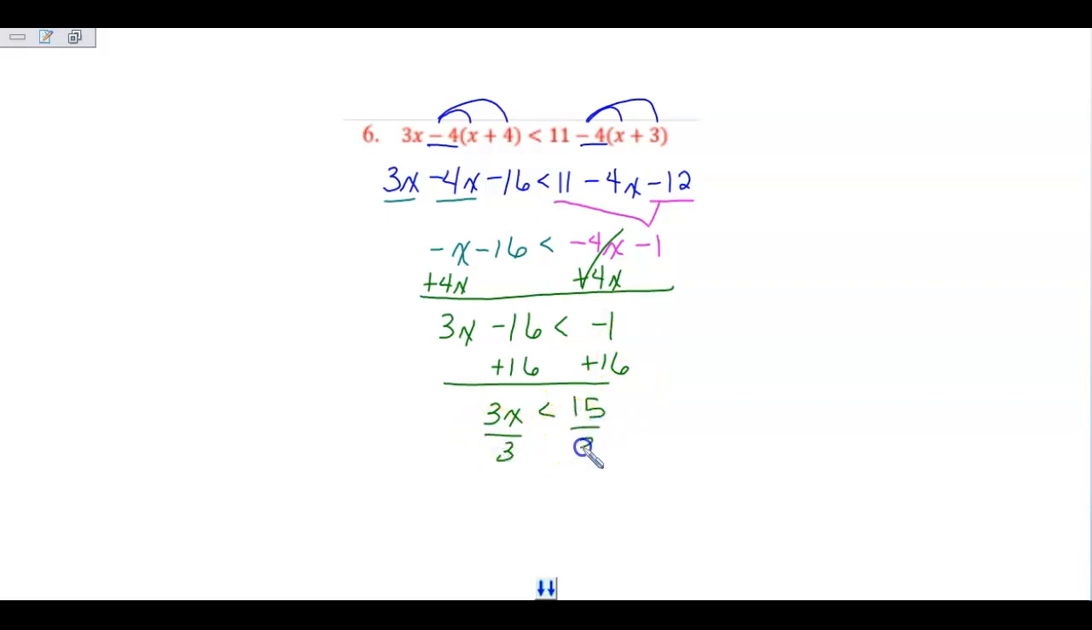Divide both sides by 3. And that's going to be 5. Is this going to be less than or greater than? It does remain less than because 3 was positive. Okay. And that's the end of part 1. I'll have another video for part 2.